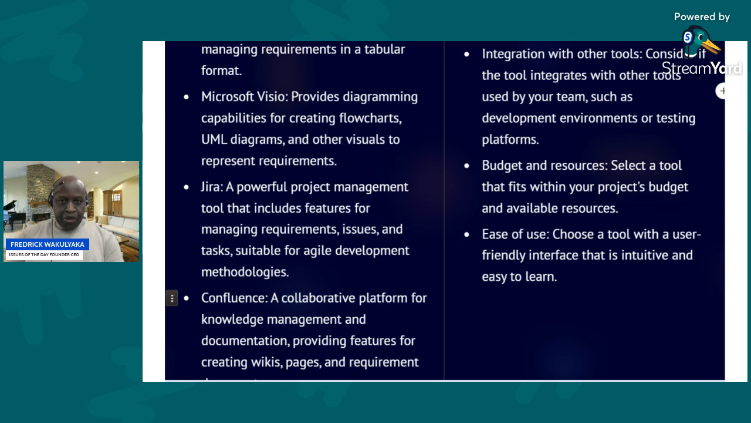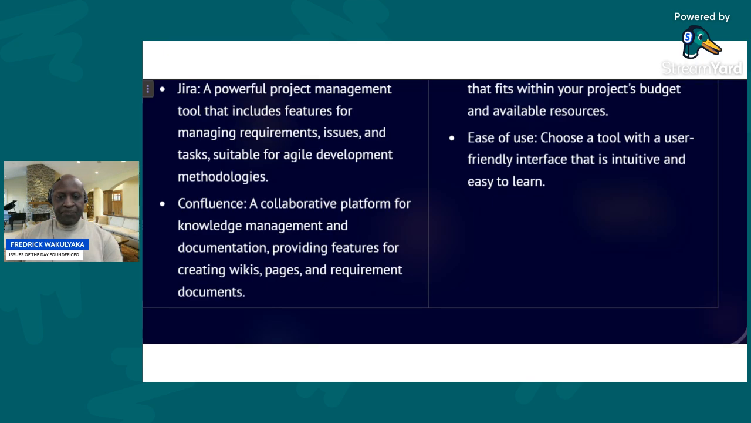Microsoft Visio provides diagramming capabilities for creating flowcharts, UML diagrams, and other visuals to represent requirements. Jira is a powerful project management tool that includes features for managing requirements, issues, and tasks, suitable for agile development methodologies. Confluence is a collaborative platform for knowledge management and documentation, providing features for creating wikis, pages, and requirement documents.